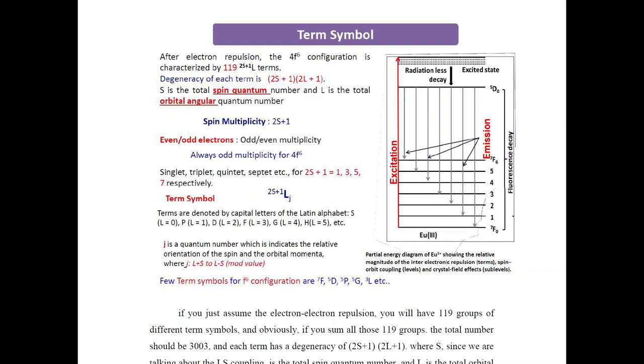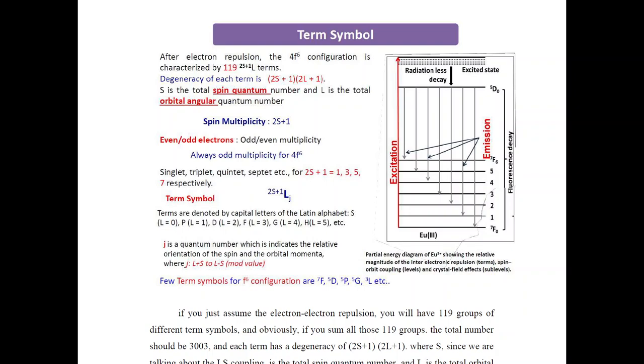Singlet, triplet, quintet, and septet correspond to 2S+1 equal to 1, 3, 5, and 7. The term symbol is 2S+1 L J. Terms are denoted by capital letters of the Latin alphabet: S is L equal to 0, P is L equal to 1, D is L equal to 2, F is L equal to 3, G is L equal to 4, and H is L equal to 5.